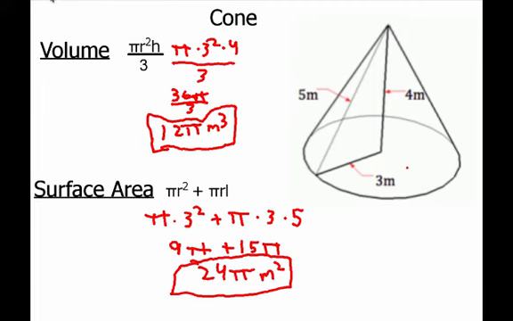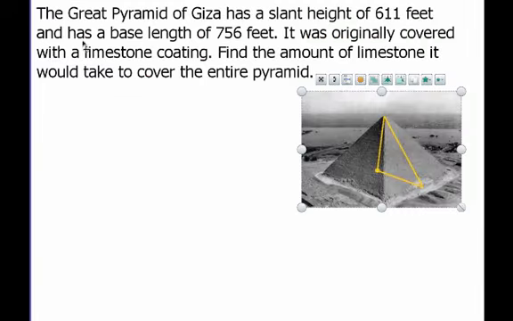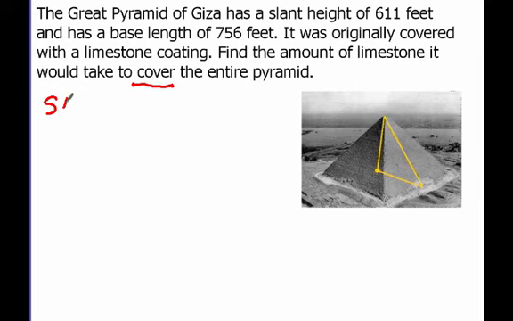So now let's take a look at a practical application problem. So here we have the Great Pyramid of Giza, which has a slant height of 611 feet and a base length of 756 feet. And it was originally covered with a limestone coating around the outside. We want to find the amount of limestone that it would take to cover the entire pyramid. So to figure out this problem, we need to first figure out, are we talking surface area or volume? Well, if we look at this keyword right here, cover, that tells us we're talking about the outside of the shape, so therefore we have to be talking about the surface area.